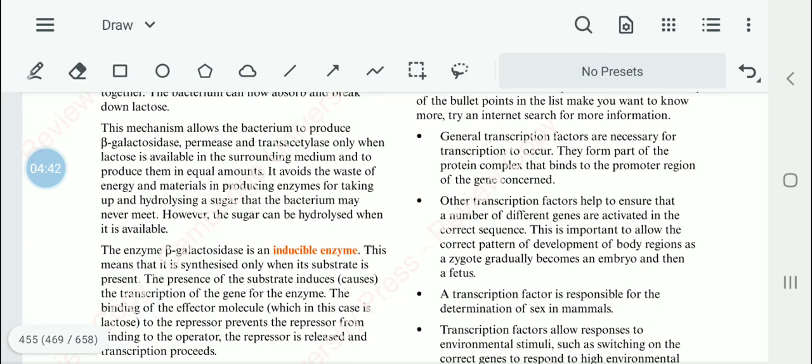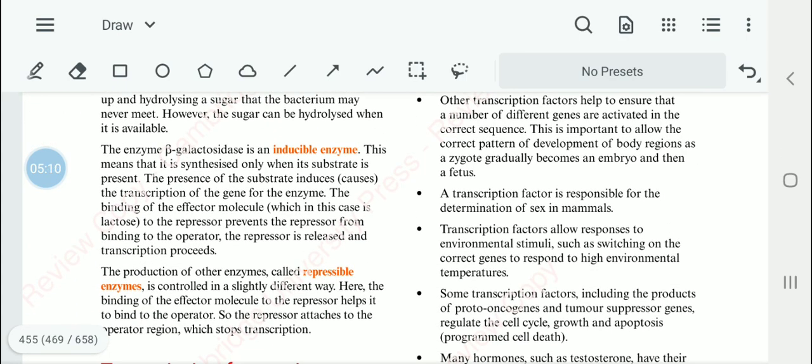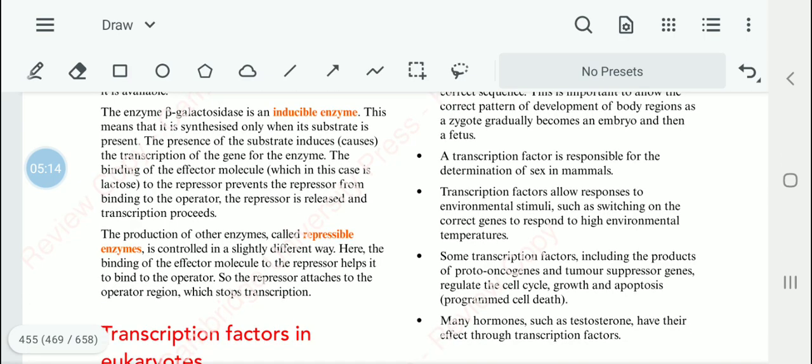When a zygote develops, the parts of the body should develop in a proportionate manner. If some parts grow larger than the others, it is going to be a problem. Then a transcription factor is responsible for the determination of sex in mammals. Then there are transcription factors that respond to environmental stimuli: when there are high environment temperatures, when there is less light, how people become sleepy and all of those things, like hormones such as testosterone. The effect of these hormones is controlled by transcription factors.